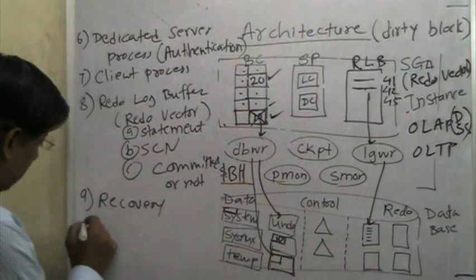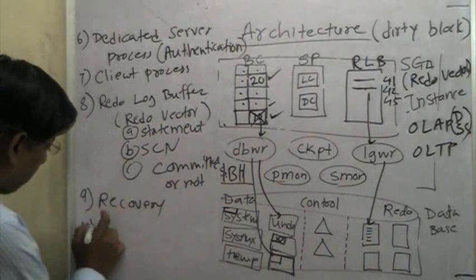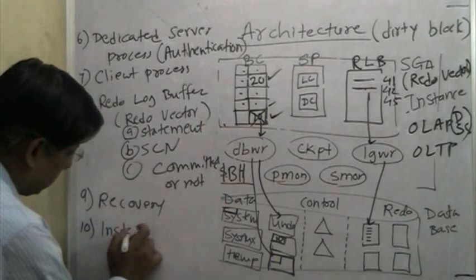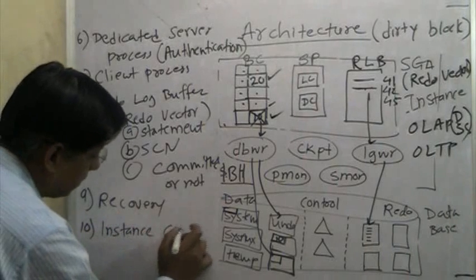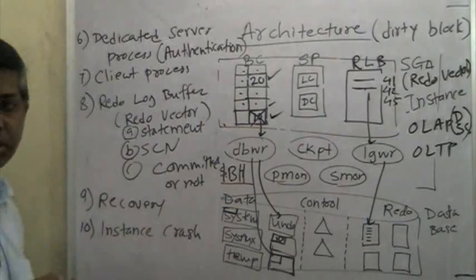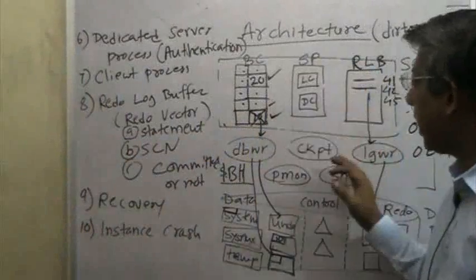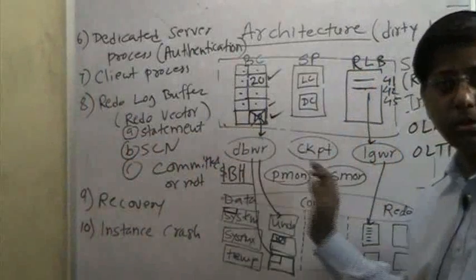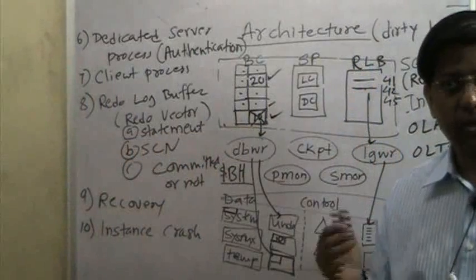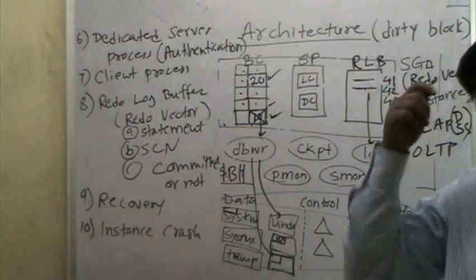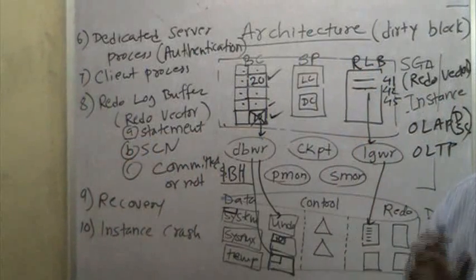Now I have talked about one word here without stressing it. It's called an instance crash. What is an instance crash? When I say my instance has crashed, it means my SGA and my processes have suddenly died off. It could be because there is a sudden major problem in your system, or the system suddenly crashed, and because of that the instance crashed.